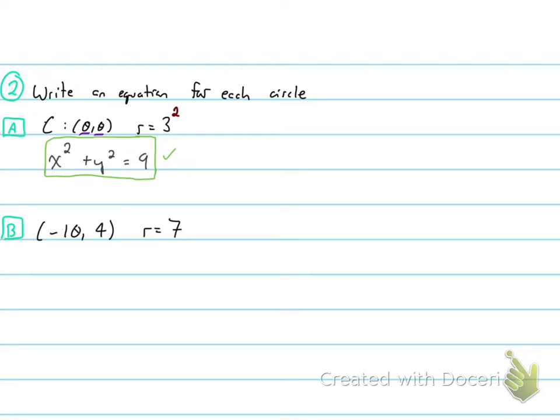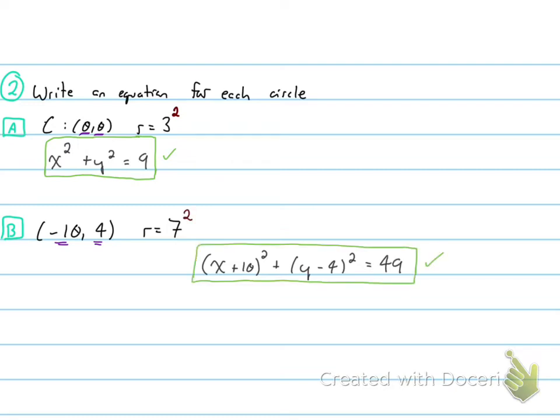So again, I look at those center coordinate values and I change the sign. So I would have x minus -10, which would turn into (x + 10)^2, plus (y - 4)^2 equals 7 squared, which is 49.